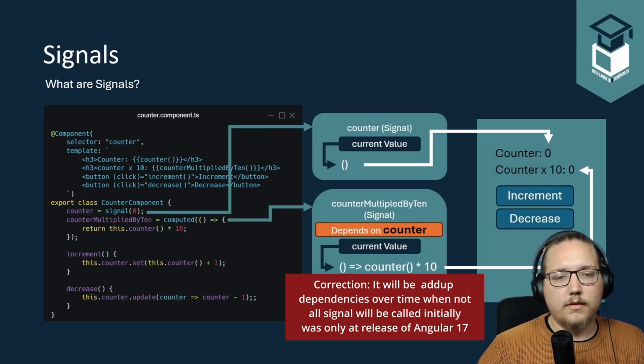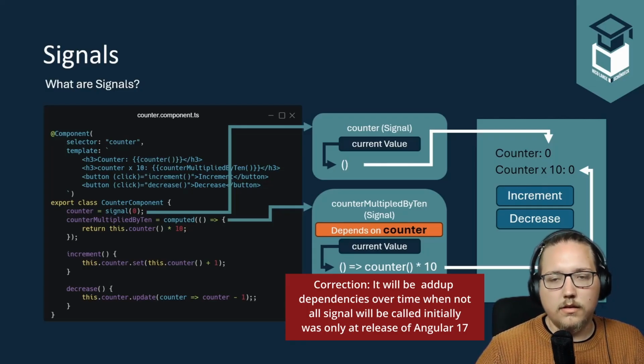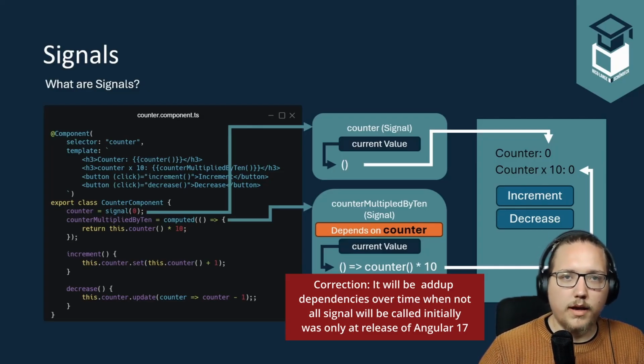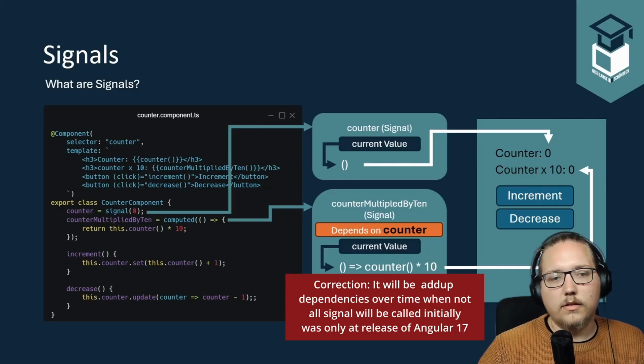That also means if you have multiple signals that you're using in a computed value, the dependencies will increase with every signal you're calling, which means if one of the dependencies changes, it will call the function again and get a new value from it.